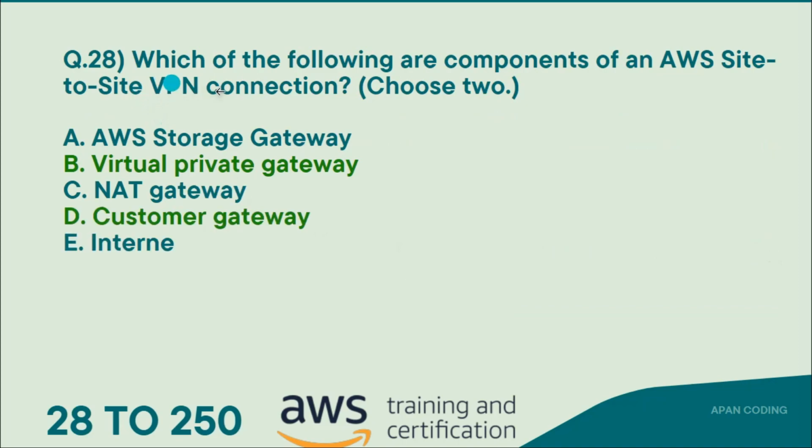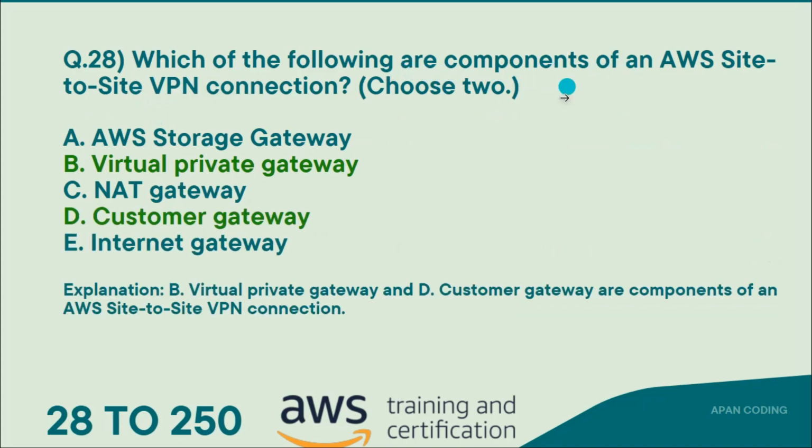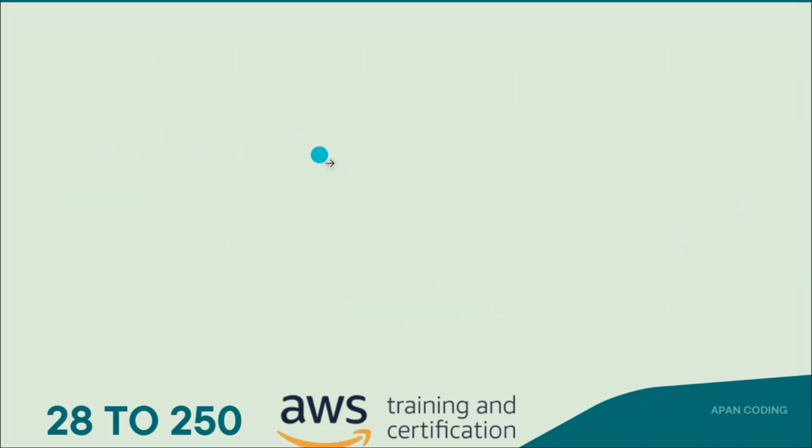Which of the following are the components of an AWS Site-to-Site VPN connection? Which components, friends? The virtual private gateway, VGW, and the customer gateway. Okay friends, you can see the explanation here: the virtual private gateway and the customer gateway are components of an AWS Site-to-Site VPN connection. Now move on to the next, friends.